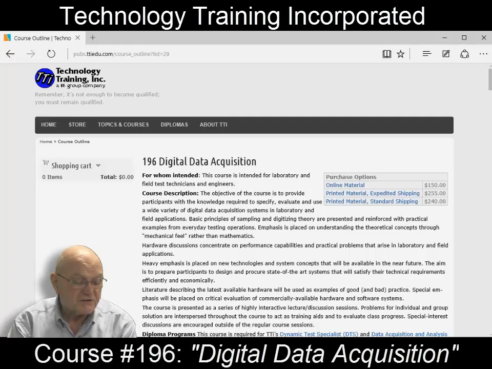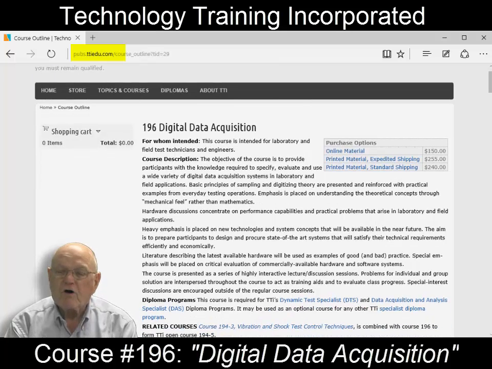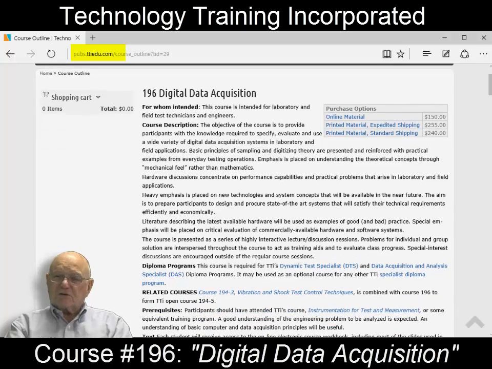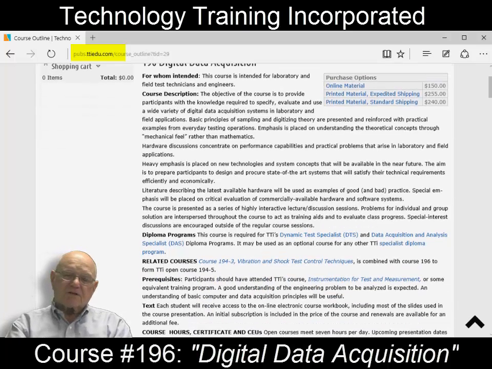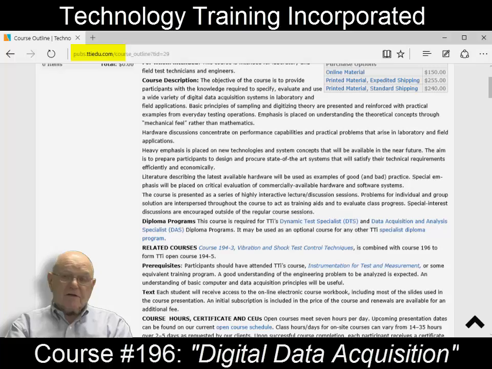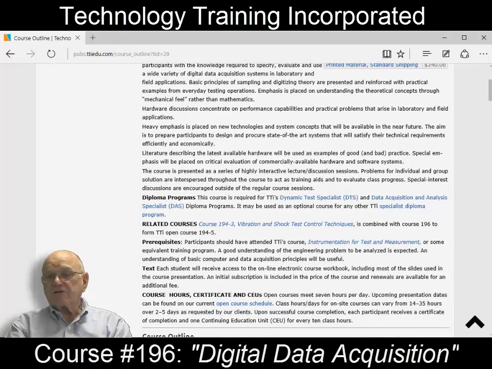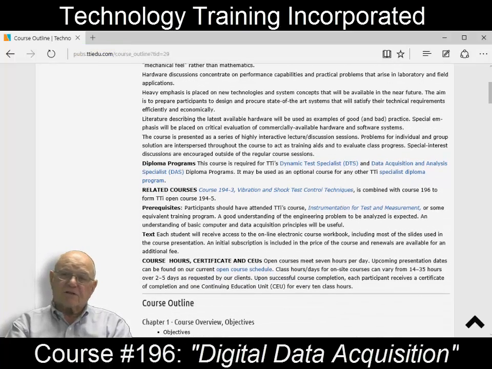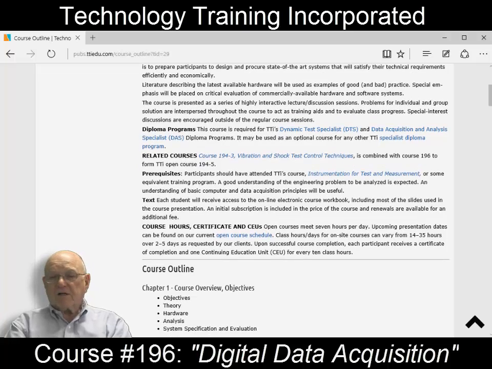196. 196 is digital data acquisition. This is something that in reality a lot of people who are involved in testing like this should understand: what makes up the system, and also, if you're going to buy a new system, you really need to know the details of digital data acquisition.